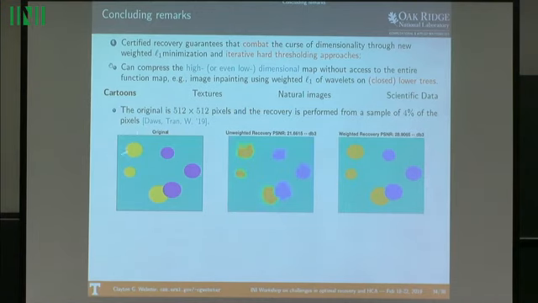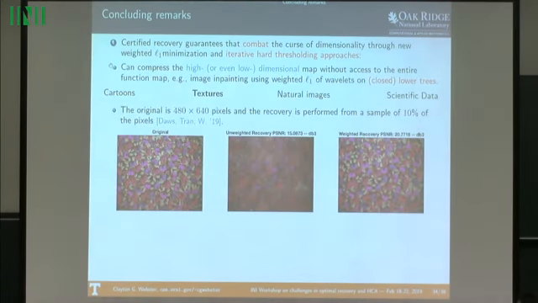So I'll give you an example. This is just a cartoon image. This is the unweighted L1 recovery versus the weighted L1 recovery, where I'm only using 4% sampling of the image. All right, but let's do a little bit more than just cartoons.